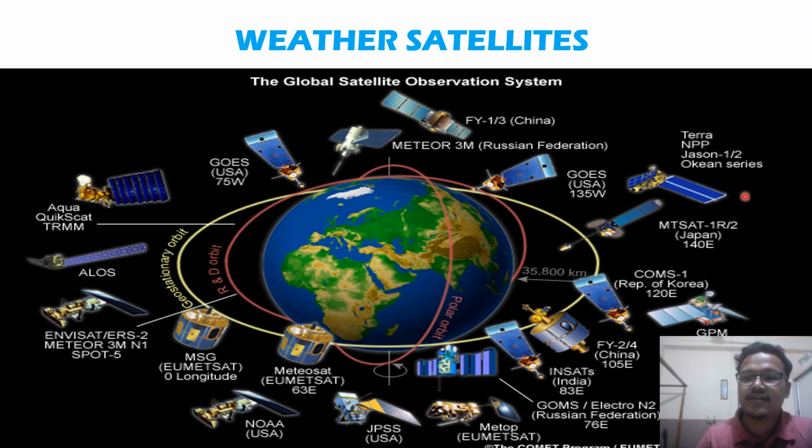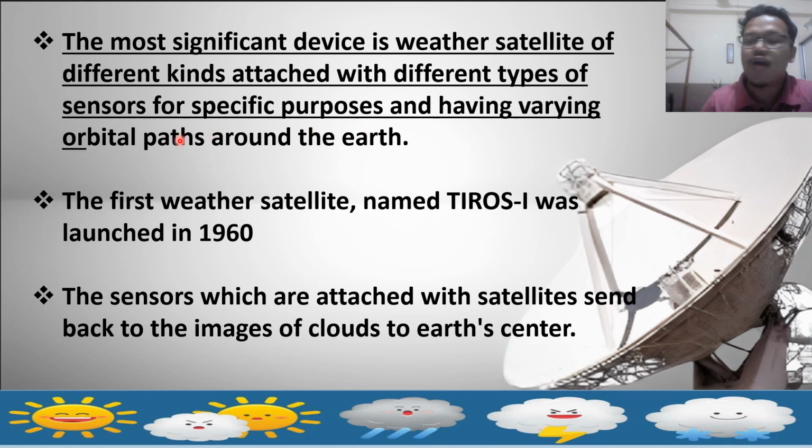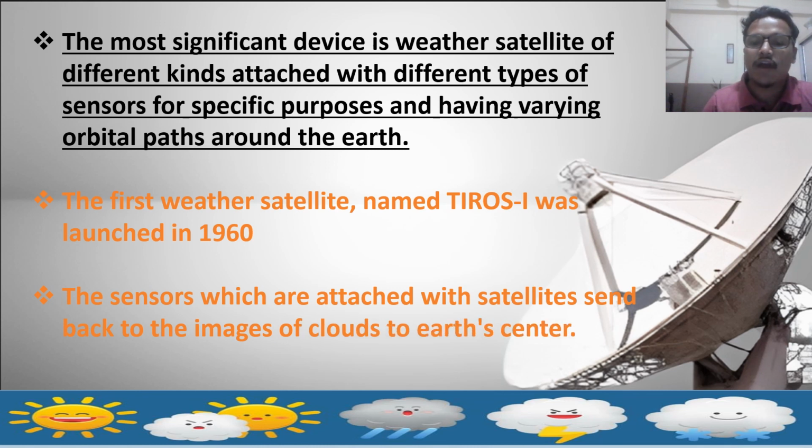The next is the weather satellites. These are the weather satellites connected all around the globe, with different tools on them. And what is it? Let us learn about it. The most significant device is the weather satellite, of different kinds attached with different types of sensors for specific purposes and having varying orbital paths around the Earth. That means the sensors, which are the inputs, act for specific purposes. The first weather satellite, named TIROS 1, was launched in 1960. And the sensors attached to satellites send back images of clouds to the Earth center.